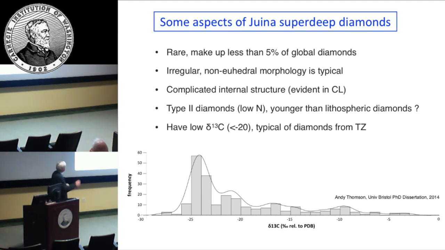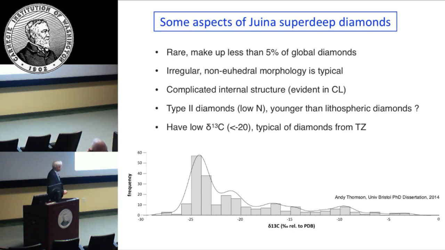They're typically rare. They make up less than 5% of the global diamonds. They're irregular. Typically a non-euhedral morphology is seen. They have this complicated internal structure that's evident in cathodoluminescence. And they're almost always type 2 diamonds, meaning they're very, very low nitrogen. And we don't know if they're younger than lithospheric diamonds, and we also don't know why they're typically very low nitrogen. And then they often have this tail of isotopically light carbon.